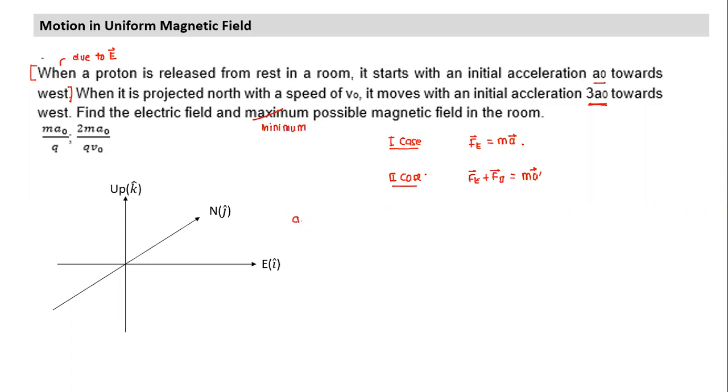So initial acceleration, if I call this A1 and this A2, what is A1 equal to here? Which direction is the acceleration? Towards west. So can I write it is A naught minus J cap? Let me put that in this equation here.